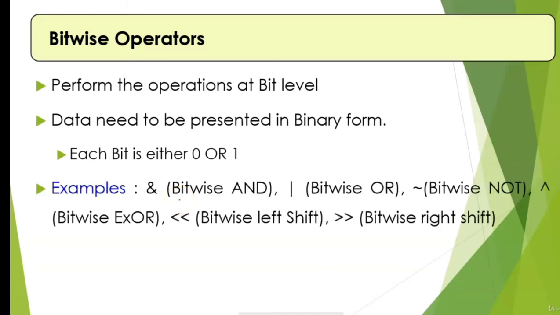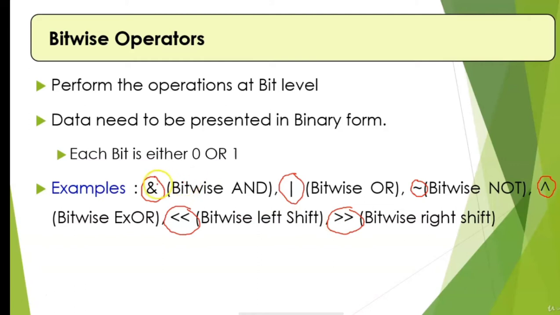These are the examples of bitwise operators. Bitwise AND is represented by ampersand. Bitwise OR is represented by a single vertical bar. Bitwise NOT is represented by the tilde symbol on the keyboard. Bitwise XOR is represented by a hat symbol on the keyboard. Bitwise left shift is double less than. Bitwise right shift is double greater than.